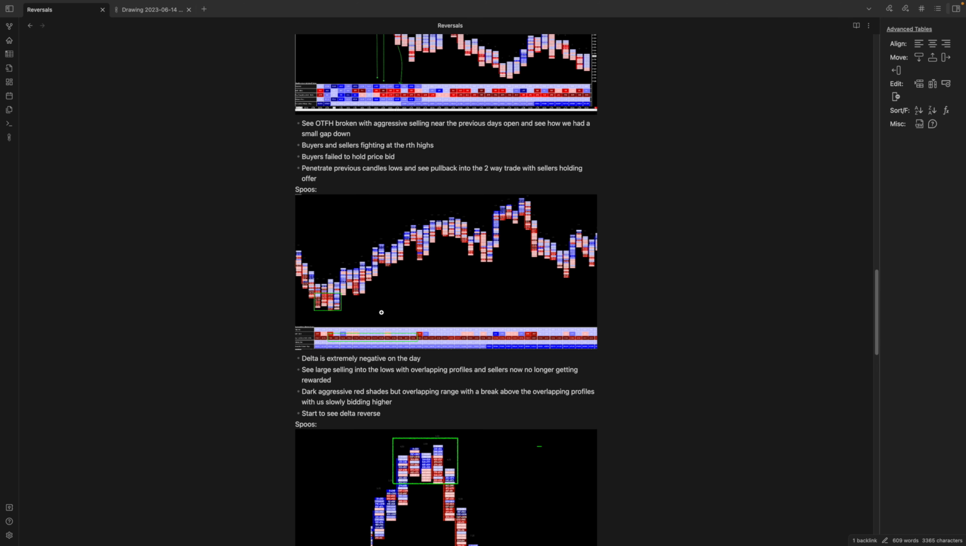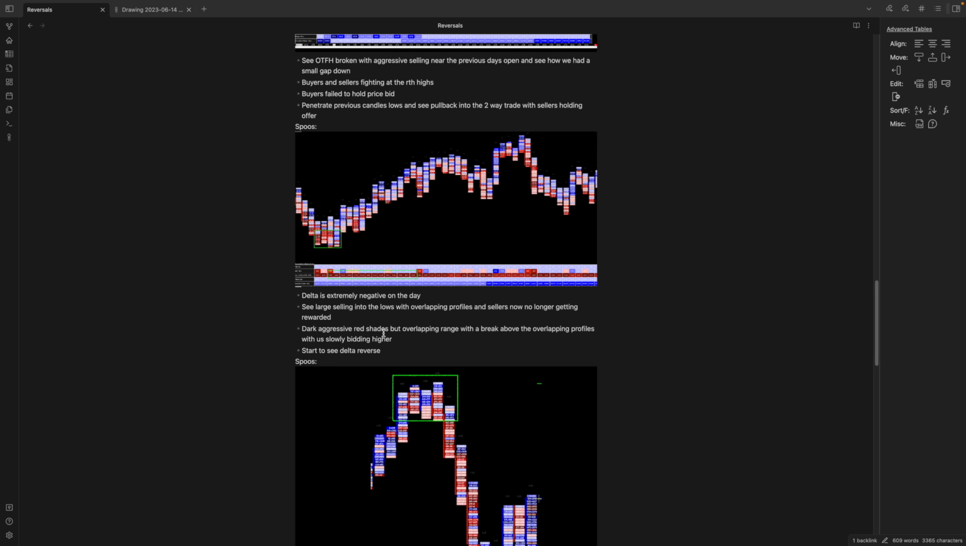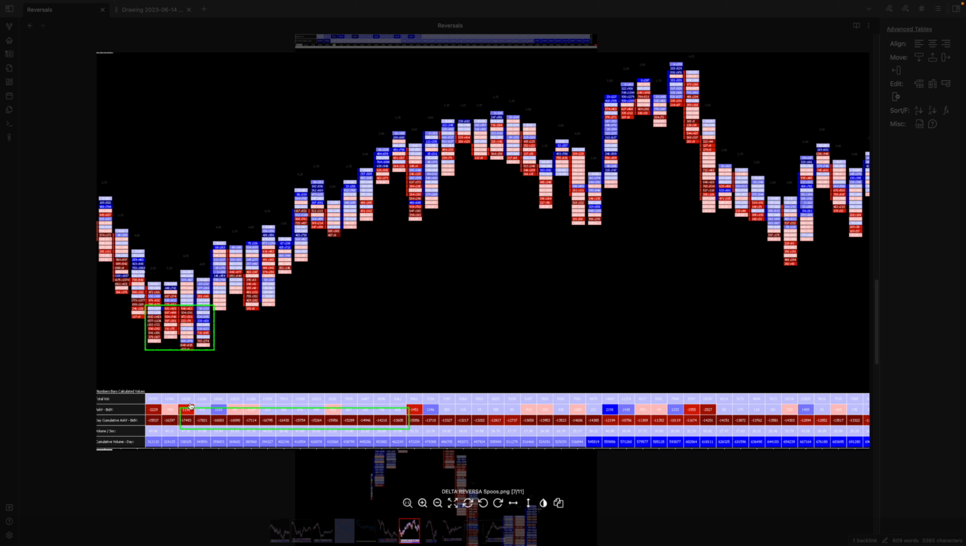Next up is the S&P 500. Delta is extremely negative on the day. We see large selling into the lows with overlapping profiles and sellers no longer getting rewarded. Dark aggressive red shades of red but overlapping range with a break above the overlapping profiles. Watch us slowly bidding higher, start to see delta reverse. So delta is extremely negative on the session. We see all these dark shades, but look at the range. 4-point range, 3-point range, 5-point range, 4-point range. So their sellers aren't getting anywhere.